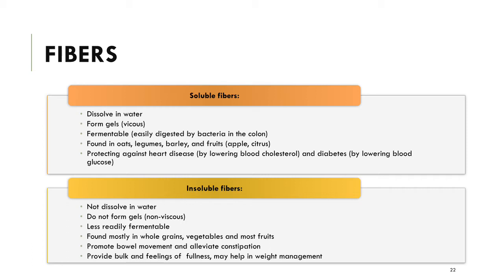We find these insoluble fibers mainly in whole grains, vegetables, and most fruit. Now, one of the important functions of insoluble fiber in our diet is that it promotes bowel movement and alleviates constipation. It provides the bulk and the feelings of fullness, and basically insoluble fibers can help us in managing our weight.